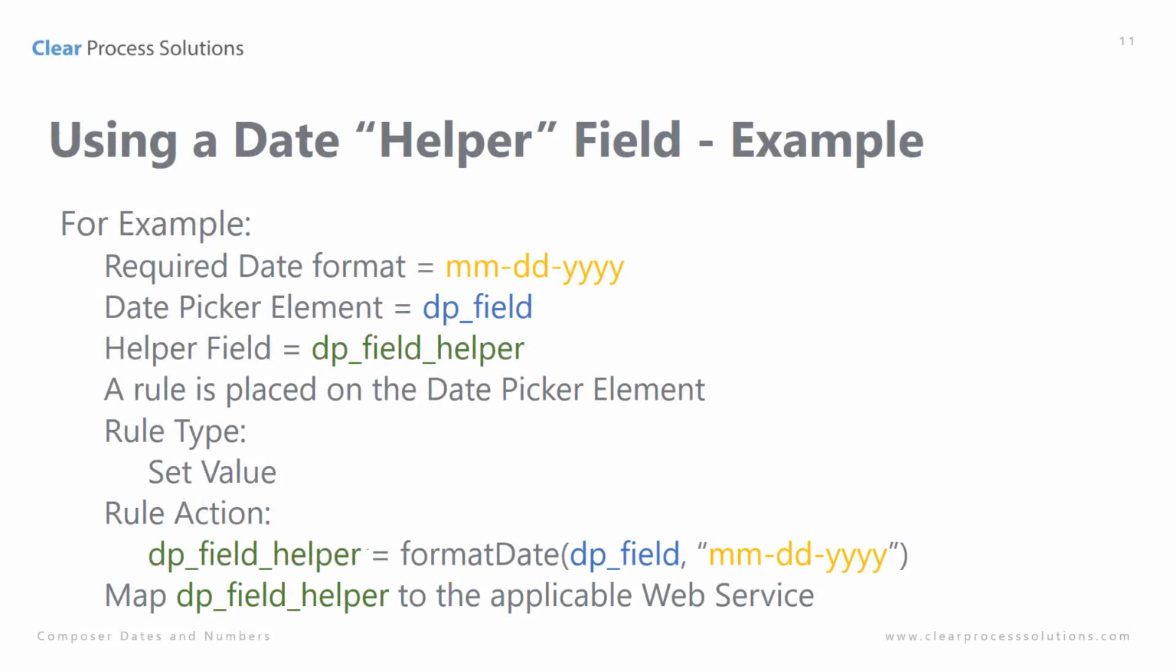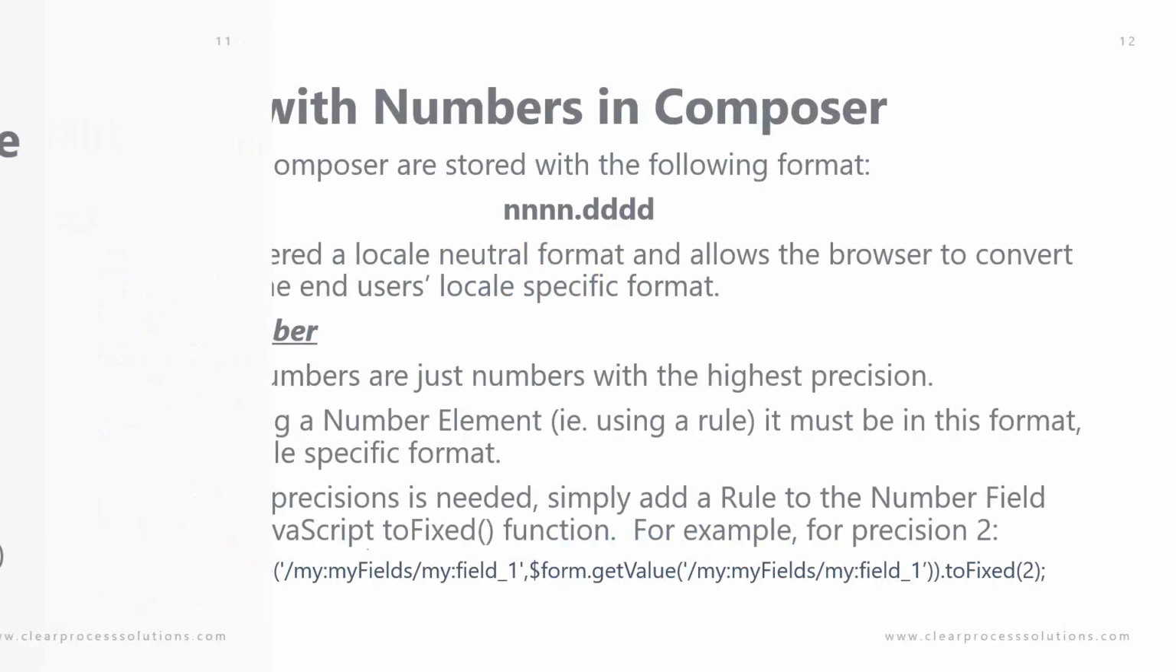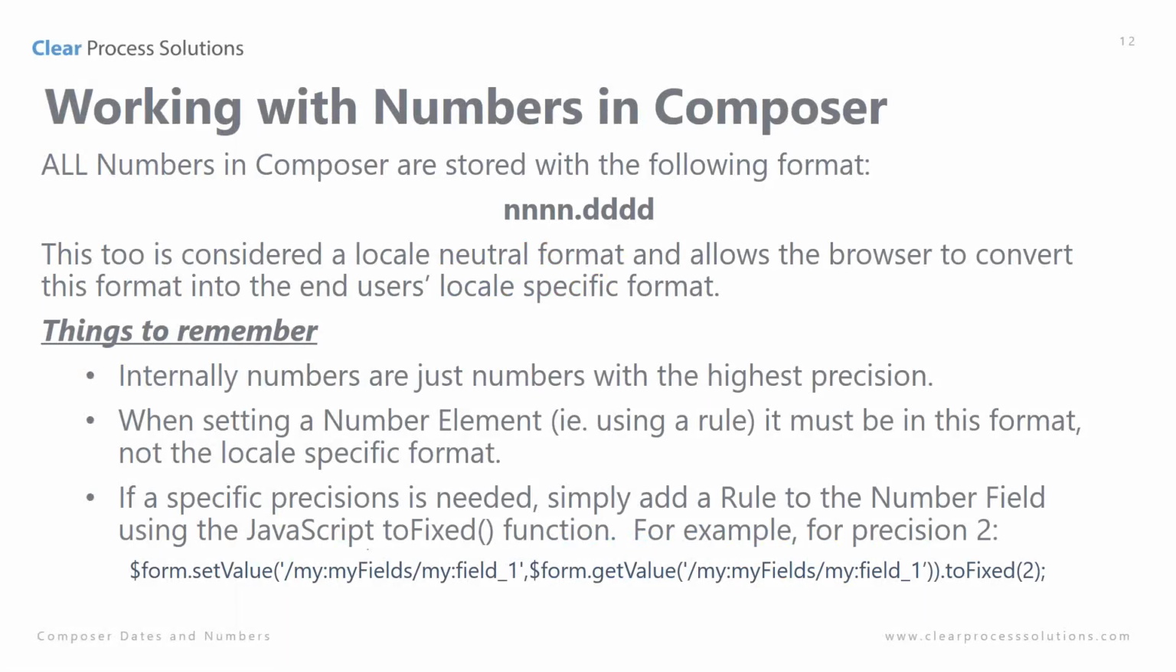Hopefully that'll make sense. And there is, I think, a nice knowledge base article on the WINSHUTTLE support or help pages that outlines this, and I think it might even have a sample solution that you can download. So that kind of goes over how you handle dates.